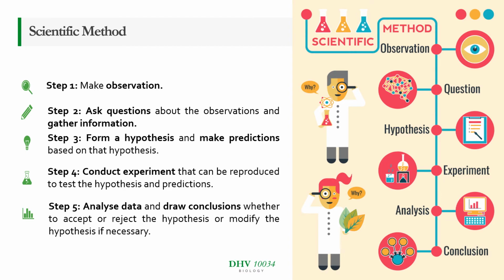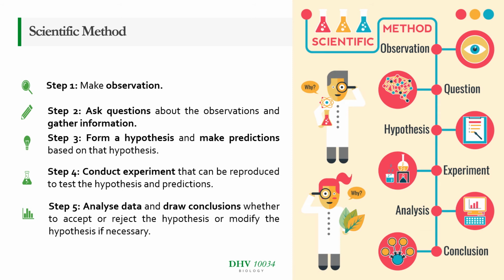So here are the 5 steps in conducting the scientific method. In the first step, a scientist needs to make an observation. In the second step, after the observation has been made, we can ask questions about the observations, and from the questions we can gather information. In step 3, we form a hypothesis based on the observation and questions we have made, and then we can make a prediction from the hypothesis.